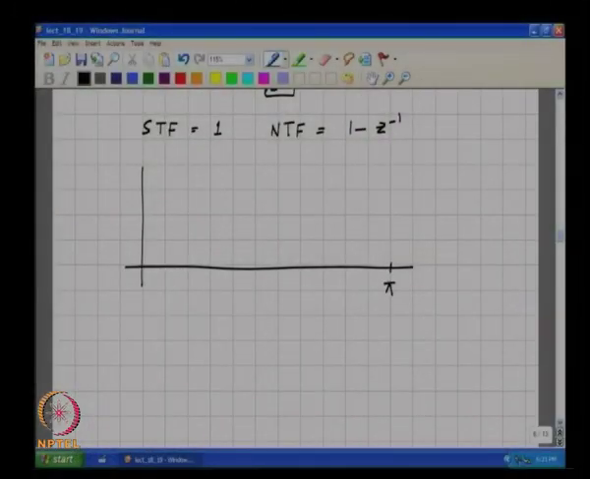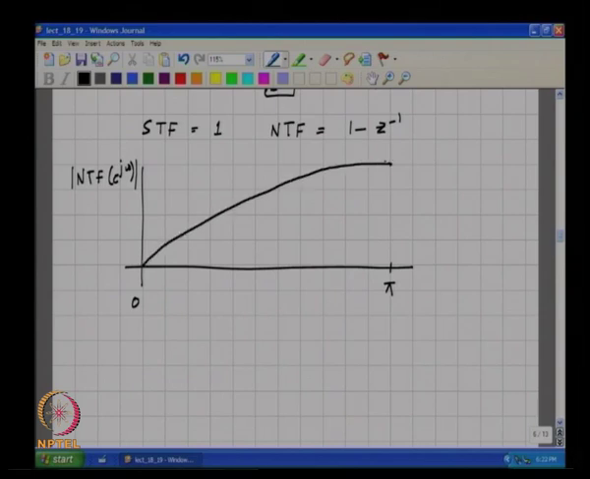In the frequency domain, if we need to plot the magnitude response of this noise transfer function, what would you do? You evaluate the noise transfer function on the unit circle as you go from 0 to pi, correct. So, if you evaluate mod NTF of e to the j omega at DC, z equal to 1, the magnitude of the noise transfer function is 0. At omega equal to pi, z is equal to minus 1, which means that this will go to 2. So, in other words, the noise transfer function varies from 0 to 2 like this.